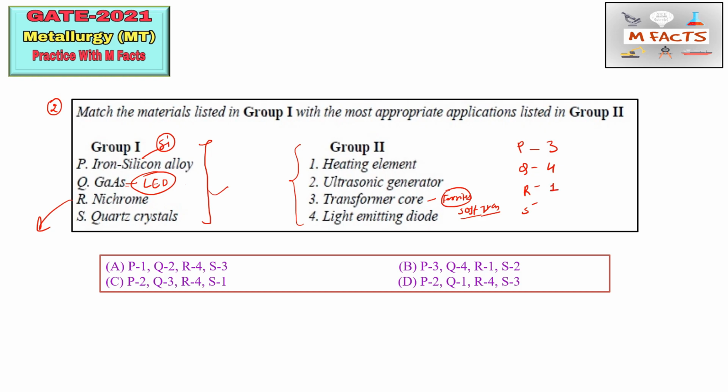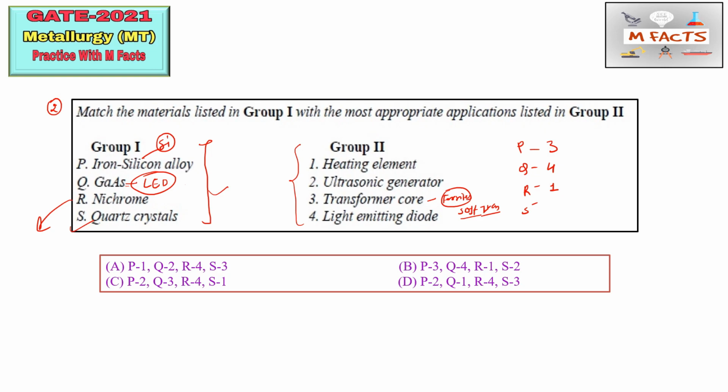and quartz crystal. Quartz crystal is basically used in ultrasonic generator. Okay, so these are the materials and these are the specific applications of these materials. So in next questions they may ask this question in MCQ form also. Okay, so please prepare yourself for those types of questions. So you can learn many questions from these matching type of questions.